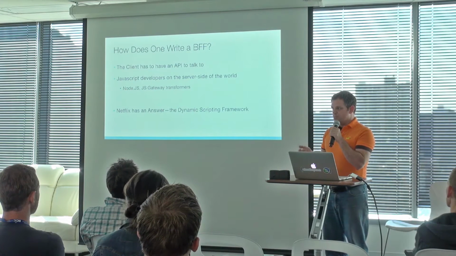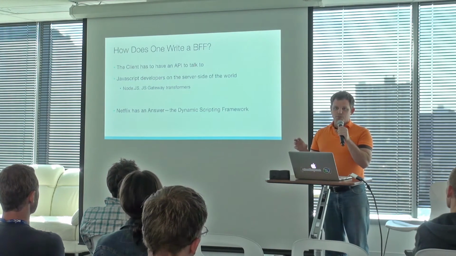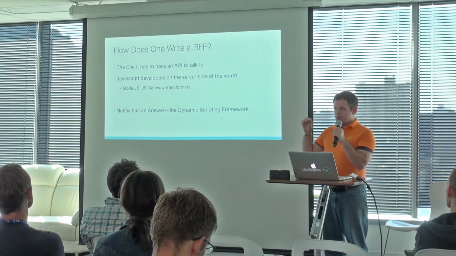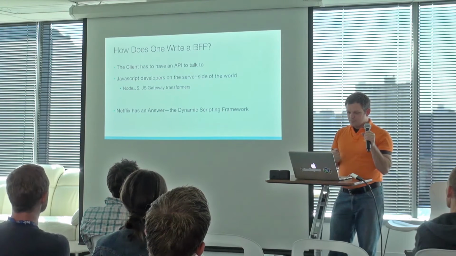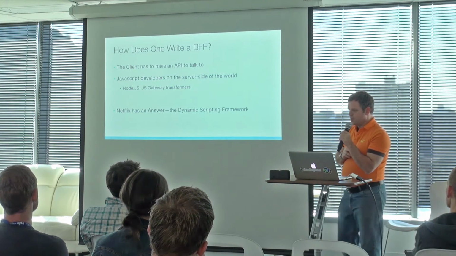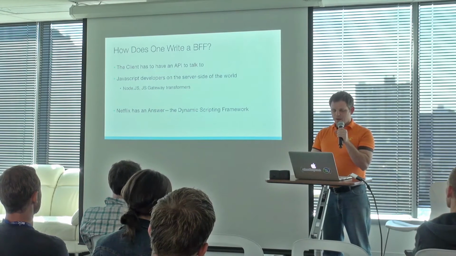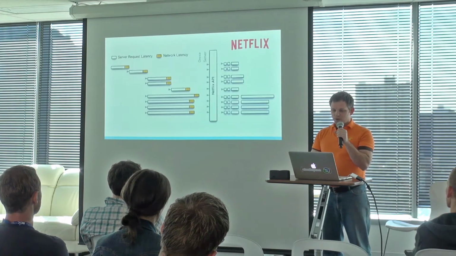Gateways like Apigee provide some tooling. They have transformers that can run JavaScript, and they'll use that layer to actually communicate and create a BFF-style interface. Netflix, which is the source of much of the microservices pioneering work, has an answer themselves. I'm going to walk you through it. It's called the Dynamic Scripting Framework.